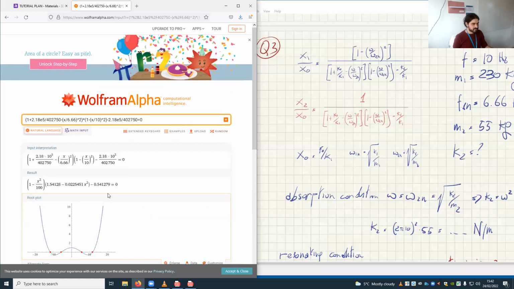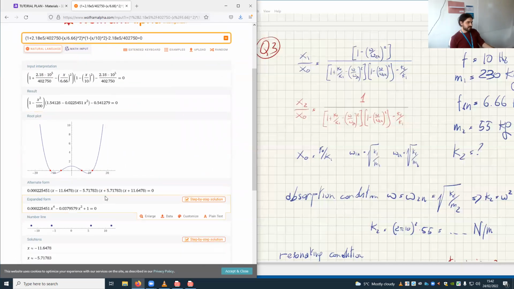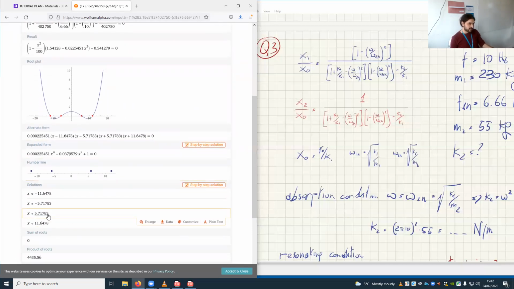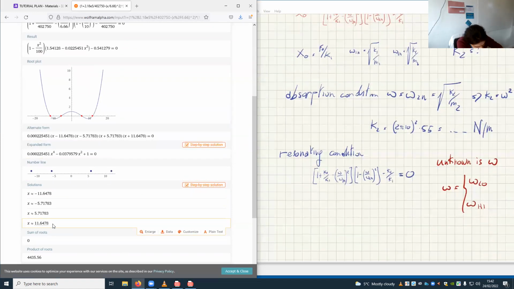Ta-da! See? So these are the 4 solutions to this equation. But we don't care about the negative side. We care only about the positive side. And so the two solutions are 5.71 hertz and 11.64 hertz. So omega low, well, let's call this F low and F high.